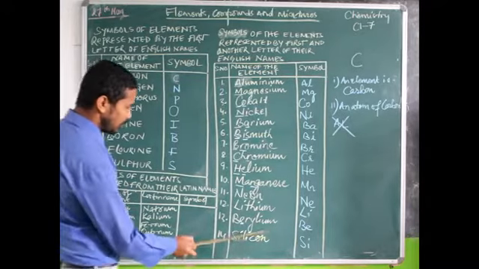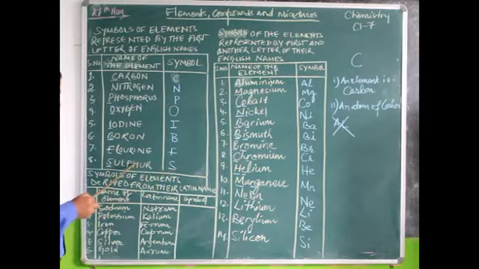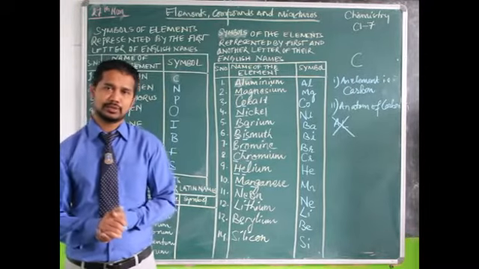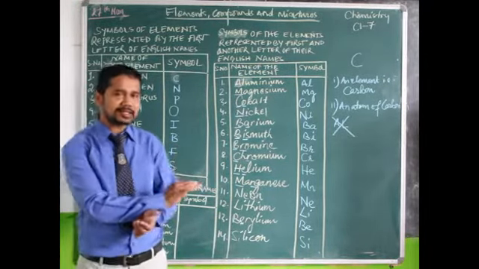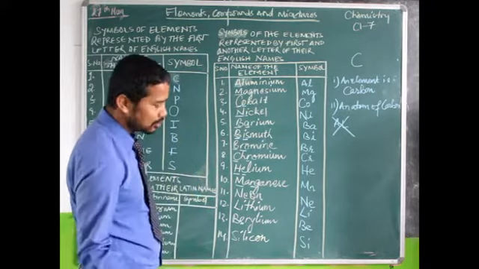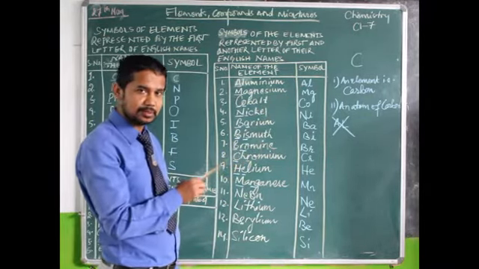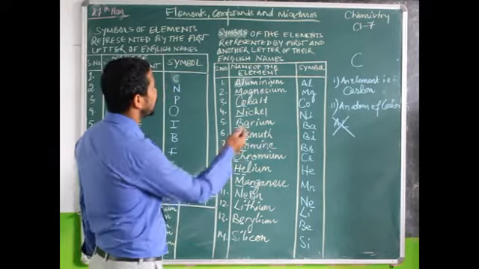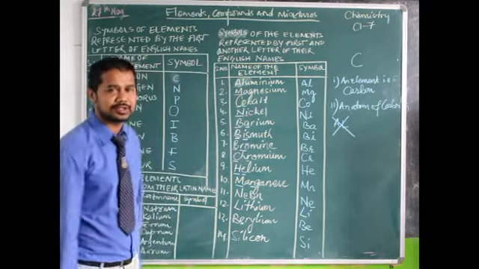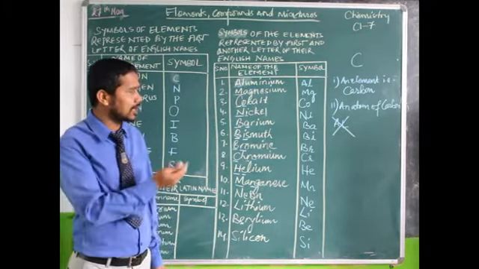So why are we writing Si here? Because S is already used here in sulfur. So for writing symbols there are no rules. They gave it like this, that's why we have to learn it like this. So these are the symbols of those elements for which we are taking the first letter and the second letter from the name. First letter we write capital, second we write in small letter.